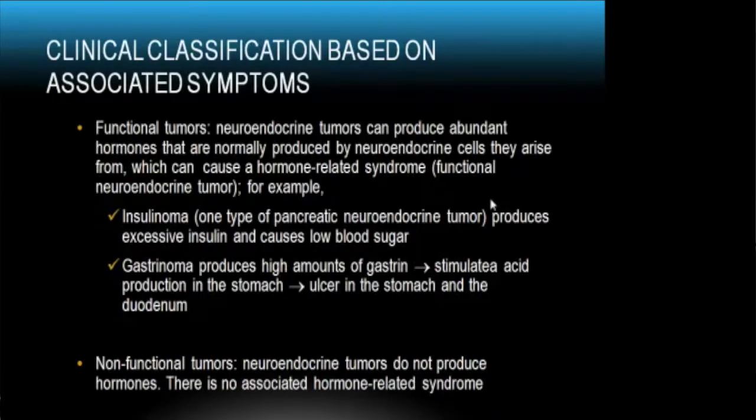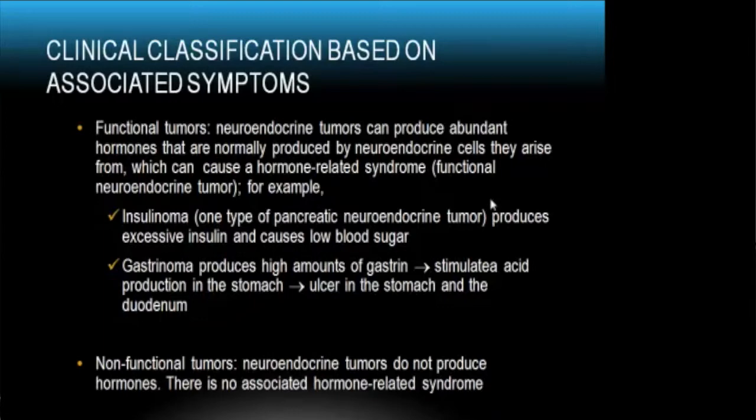So clinically, neuroendocrine tumors can be classified into two groups based on if they have associated symptoms. So one is the functional tumors, and another one is non-functional tumor. A functional tumor can produce abundant amounts of hormones that are normally produced by the neuroendocrine cells they arise from. Because overproduction of the hormones can cause hormone-related syndromes, we call it functional neuroendocrine tumors. I think Dr. Warner already mentioned a few of functional neuroendocrine tumors. I also give two examples here.